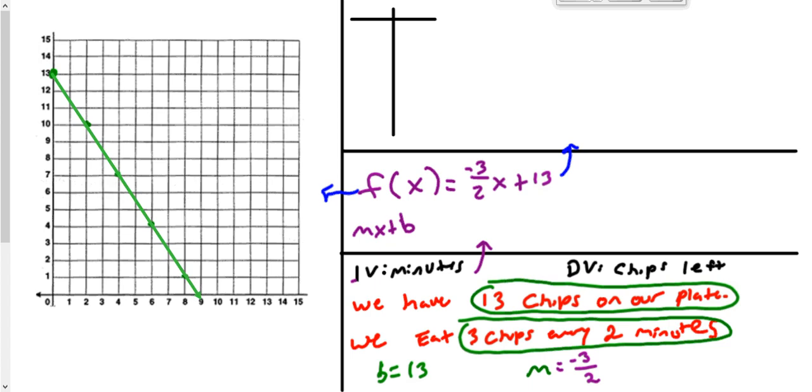And now that we have some points plotted, we can grab some of these points, let's say these 3 right here, and transfer them into the table. For instance, 2, 10, this first point. 4, 7. And then 6, 4. Now we went from words to the equation, to the graph, to the table. We can go in any order that we so choose.